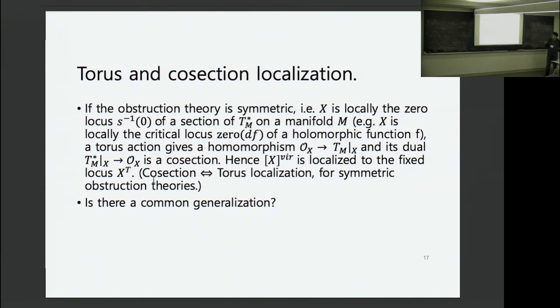But I don't know if there is a common generalization of torus localization and cosection localization at the same time. In my mind, cosection localization is much more elementary, fundamental, and torus localization is much more sophisticated. Cosection localization is essentially a topological construction, and torus localization is essentially a symplectic phenomenon.